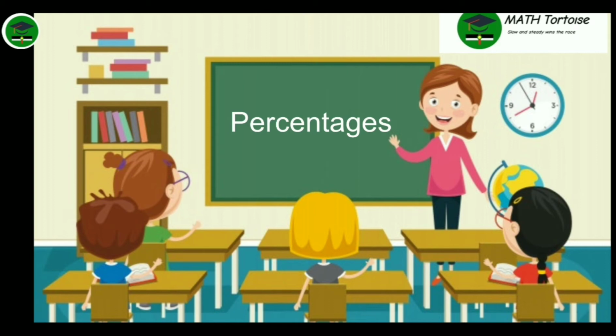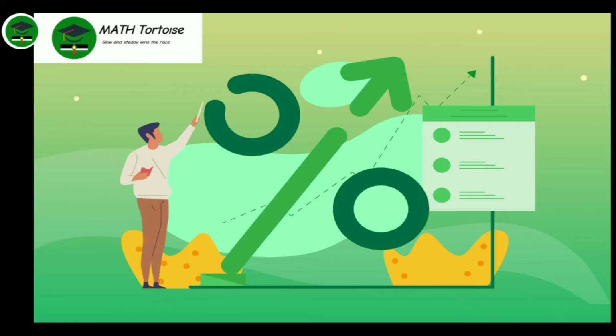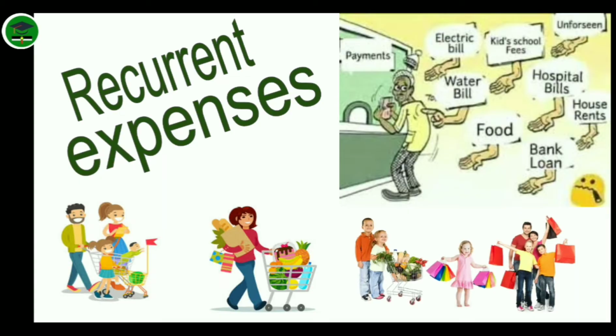In our day-to-day life, we have to spend money for several things. Our daily household expenses can be divided into two categories. The first category is recurrent expenses. What is a recurrent expense?